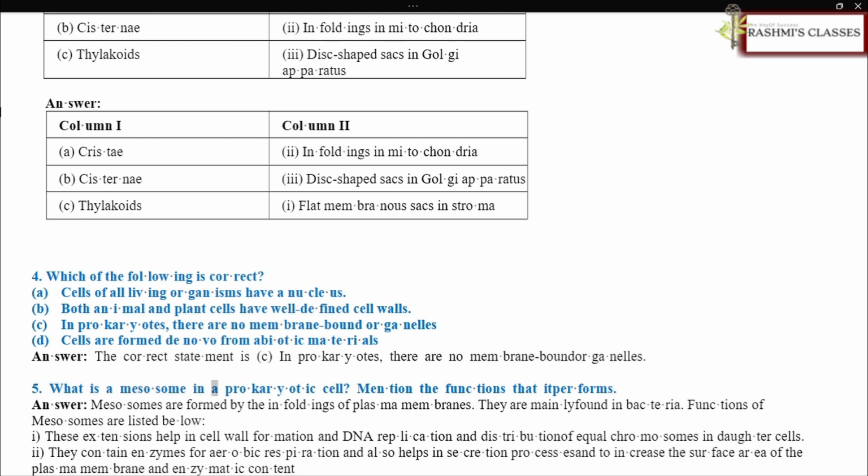What is a mesosome in a prokaryotic cell? Mention the functions that it performs. Answer: mesosomes are formed by the enfoldings of plasma membranes. They are mainly found in bacteria. Functions of mesosomes are listed below. These extensions help in cell wall formation, DNA replication, and distribution of equal chromosomes in daughter cells. They contain enzymes for aerobic respiration, help in secretion processes, and increase the surface area of the plasma membrane and enzymatic content.